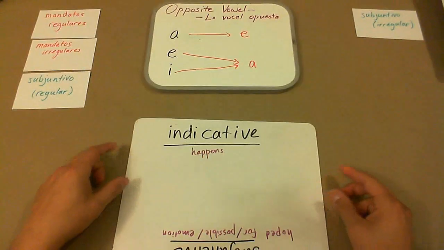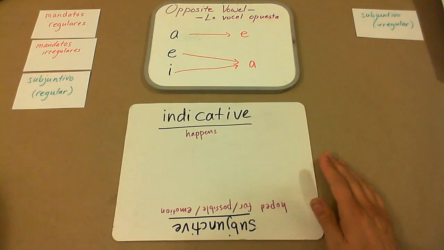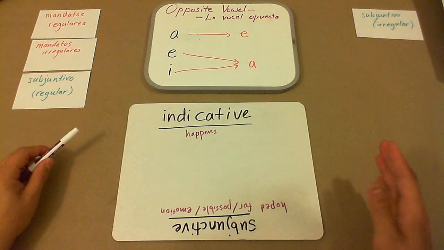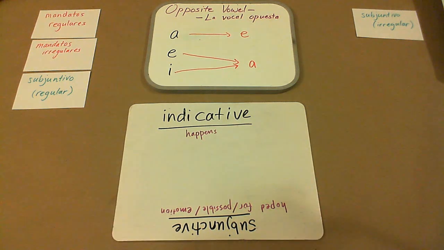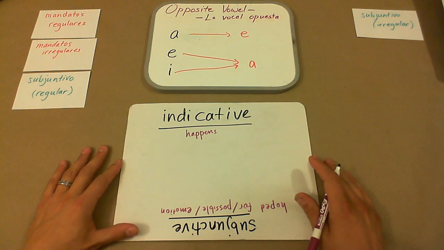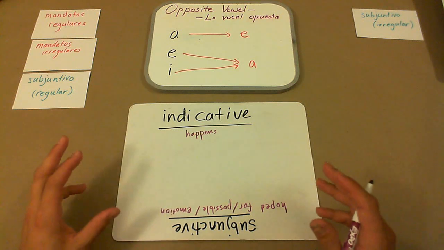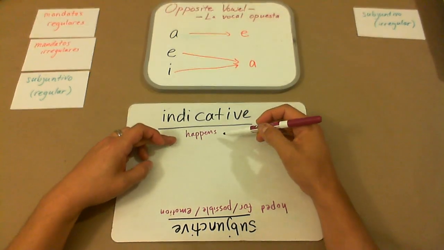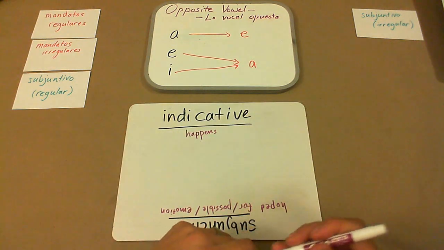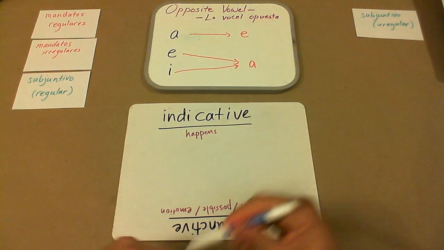Now, what we're talking about is not a difference in time. We're talking about a difference in mood. This is a grammatical word, a grammar term. And mood means how it happens, or sort of the meaning behind it. It doesn't change when it happens, but it changes how we're talking about something. So think about the difference between these two expressions.